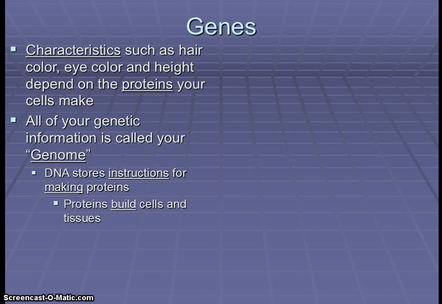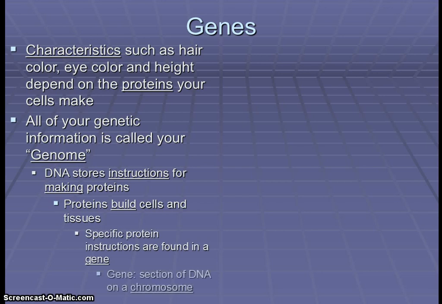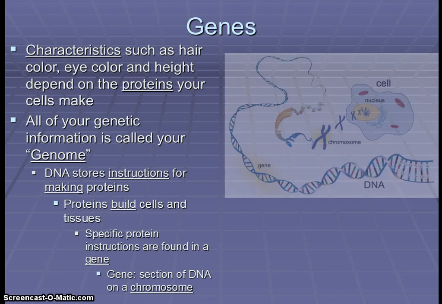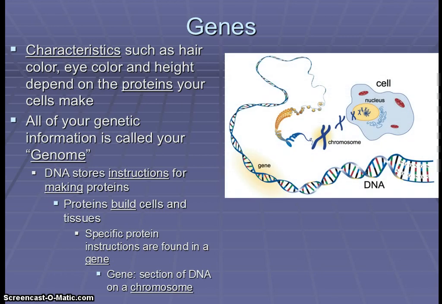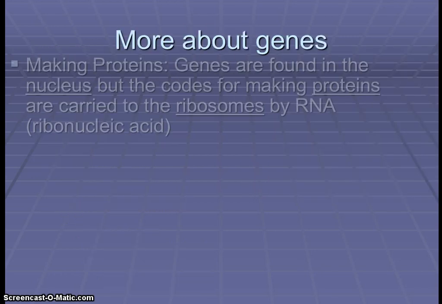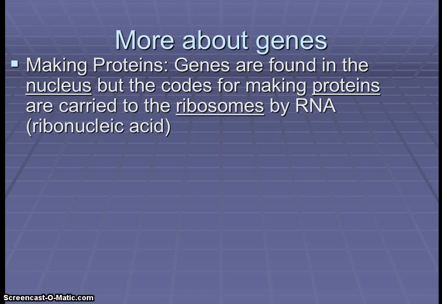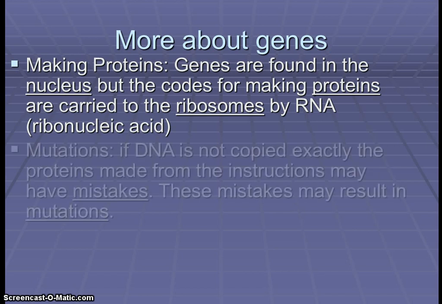Proteins, which you'll recall are made in the ribosomes, build cells and tissues. Specific instructions for each protein are found on a gene. Again, a gene is a section of DNA on the chromosome. That information on how to make proteins is carried from your genes in the nucleus to the ribosomes by ribonucleic acid, the RNA, because the proteins are made by the ribosomes.